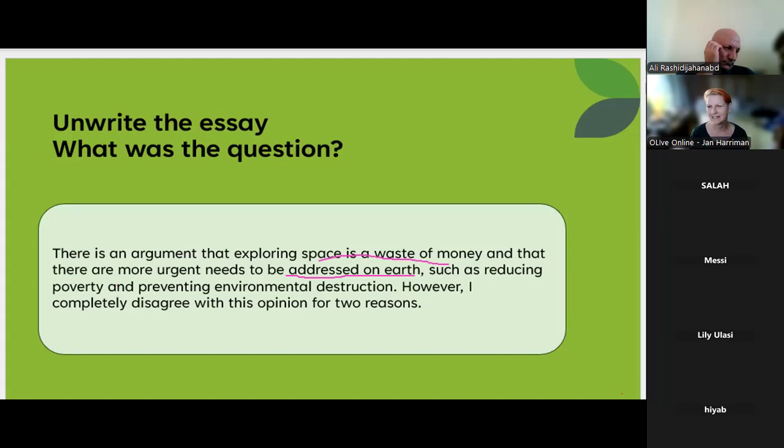It's a bit difficult to look at the argument and then go type and then forget it and then go back again. Sure. I think the question that this person is answering is whether space exploration is a waste of money and does it need more urgent attention, something like that. Yep. Exactly. That's really good, Ali. That's a nice summation of it. Exactly. Really good.